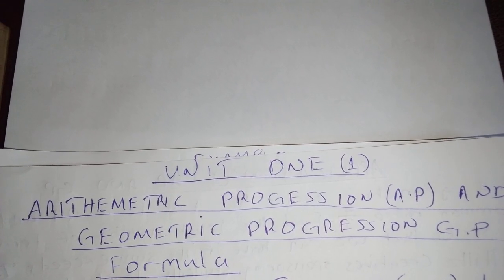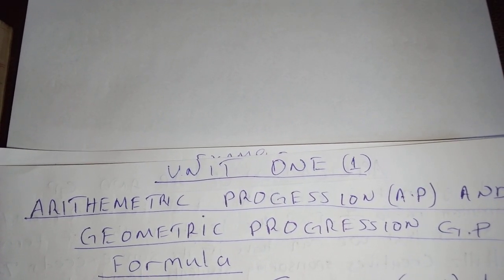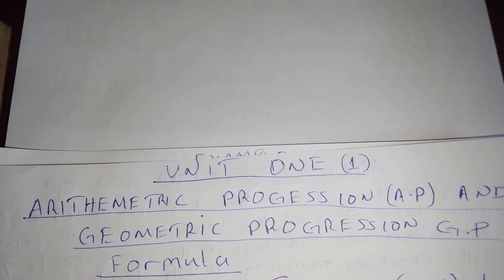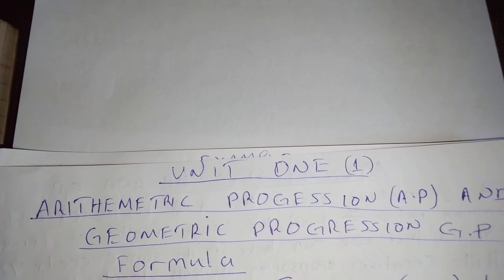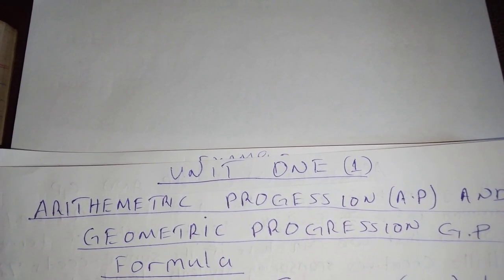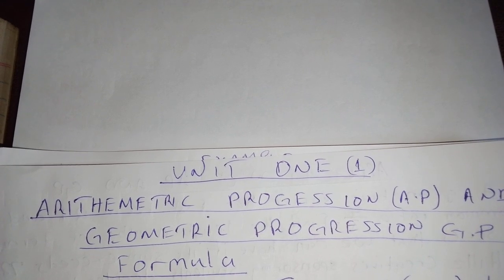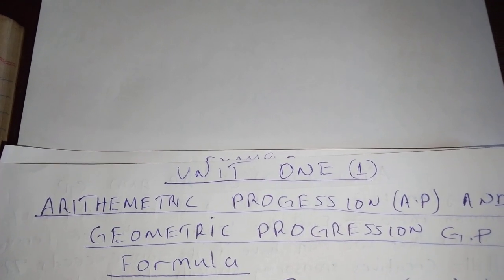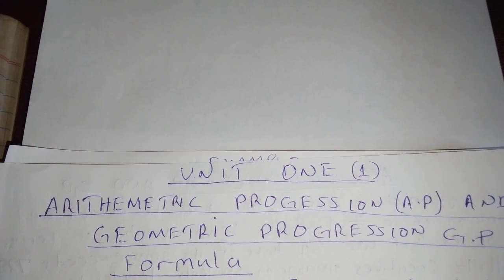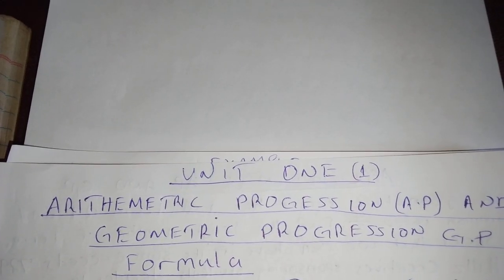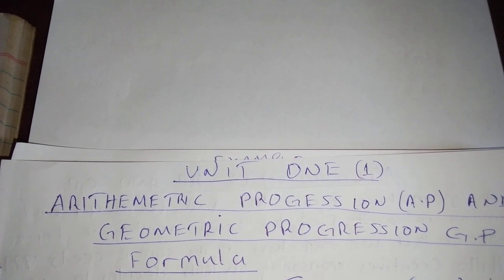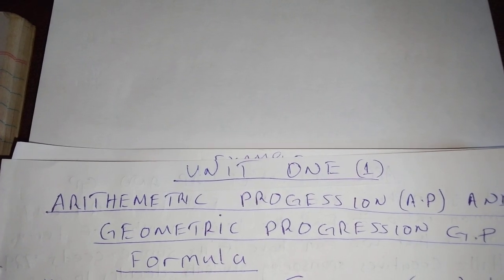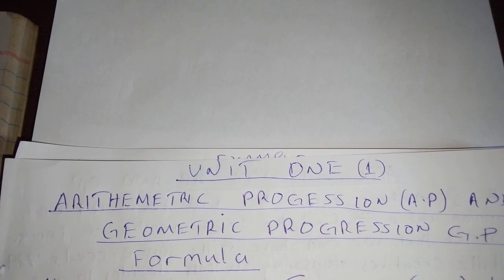Then we quickly look at a GP, and its definition. A GP is a sequence of numbers such that any term is obtained by multiplying the preceding term by a constant called the common ratio. So for a GP, the pattern is that you multiply the first term by a certain number to get the second term, which is the common ratio.